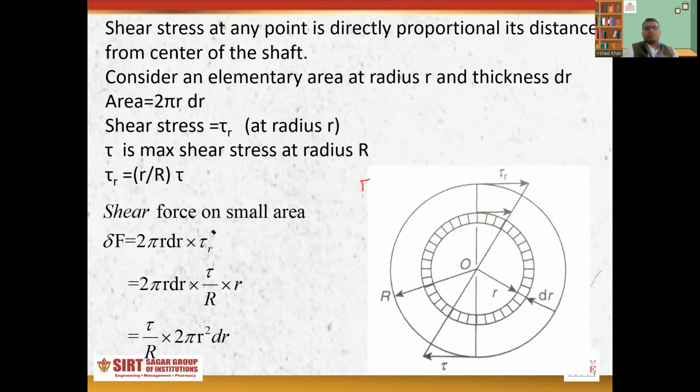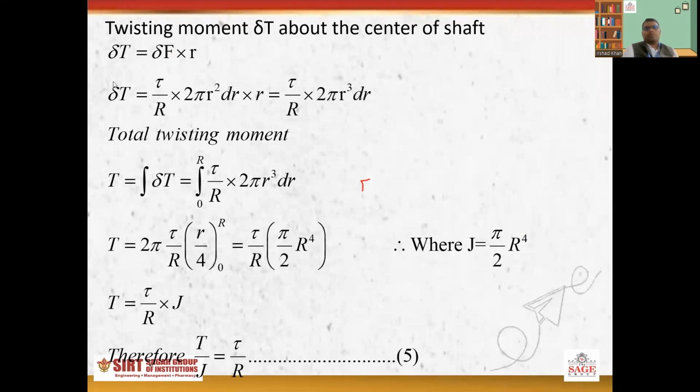So this is the shear force on this small area, and if we know the shear force, we can calculate the twisting moment of the ring by taking the moment about the center of the shaft. The twisting moment about the center of the shaft, as I already told you, is delta T equals delta F into r. Putting in the value of delta F and r, it becomes tau upon R into 2 pi r cube into dr. Then the total twisting moment on the shaft, capital T, we calculate by integrating from 0 to R. After the calculation, it looks like this.